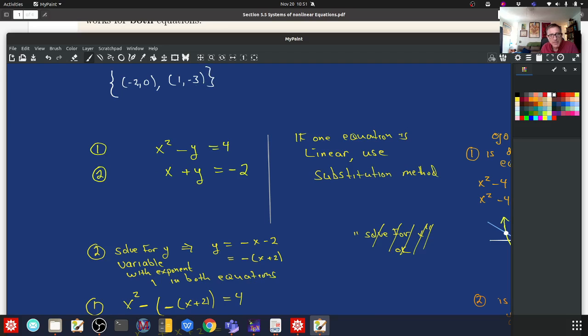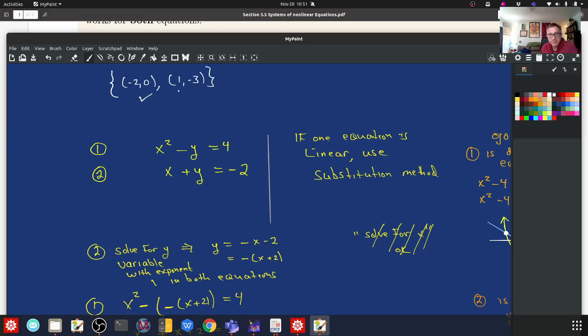So if I plug in minus 2 is equal to x and 0 is equal to y, clearly that makes the first equation true because minus 2 squared is equal to 4, 4 minus 0 is equal to 4. If I plug in minus 2 for x down here and 0 for y in the second equation, then I get minus 2 is equal to minus 2. So clearly that is a solution.